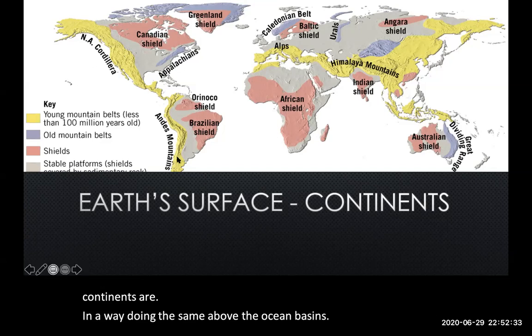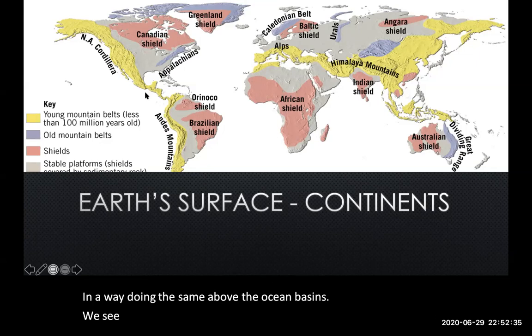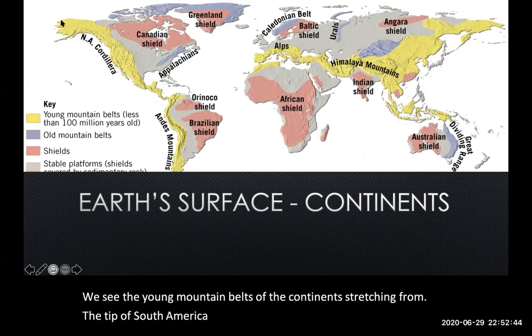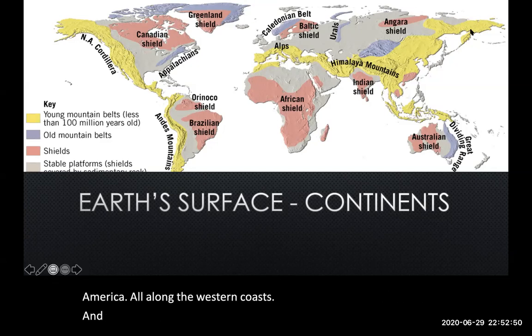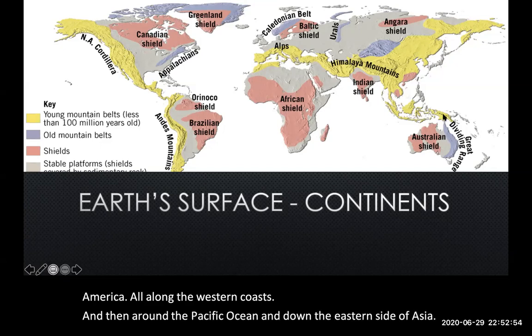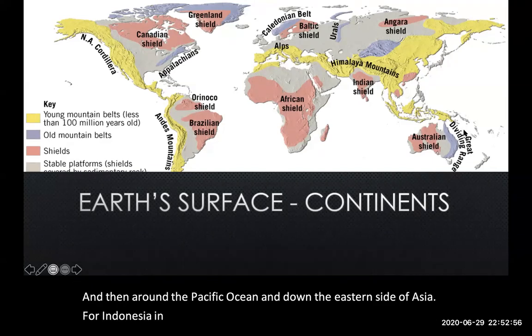We see the young mountain belts of the continents stretching from the tip of South America through Central America and into Northern America, all along the western coasts, and then around the Pacific Ocean and down the eastern side of Asia, down through Indonesia and the Philippines, down to Australia.